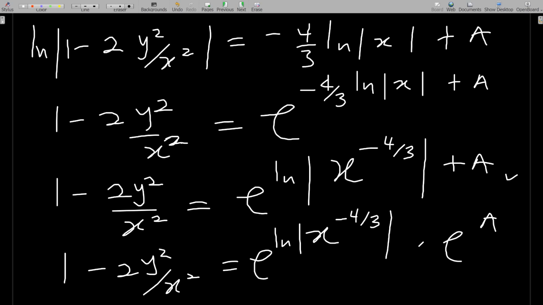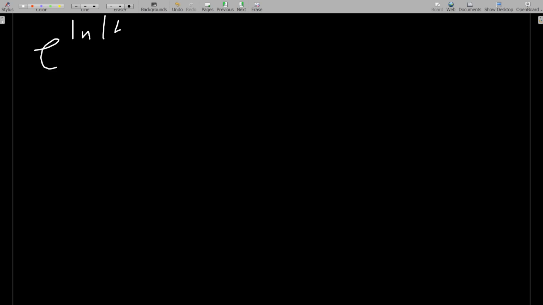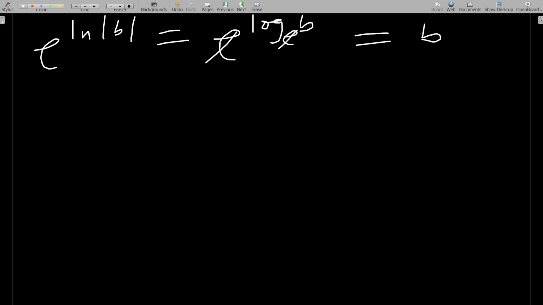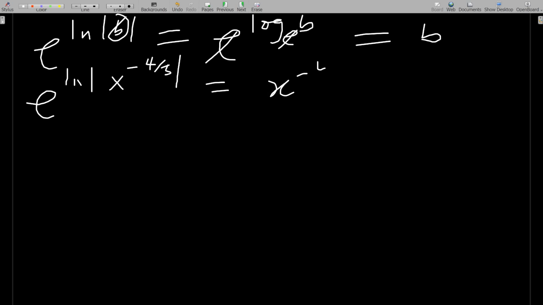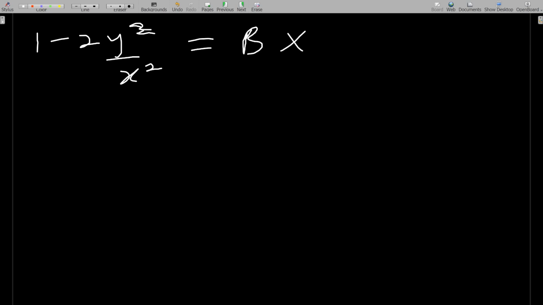And then let me write something here for you. E to the power ln of something, let's say ln b, is the same as e to the power logarithm of b. I'm going to break everything for you. Then since this base and this base are the same, this whole thing is equal to b. So this implies that e to the ln of x to the negative 4 over 3 is the same as x to the negative 4 over 3 if you consider that as our b. So this whole thing will tell us that you have 1 minus 2y over x, squared, should be equal to a constant b times x to the negative 4 over 3.